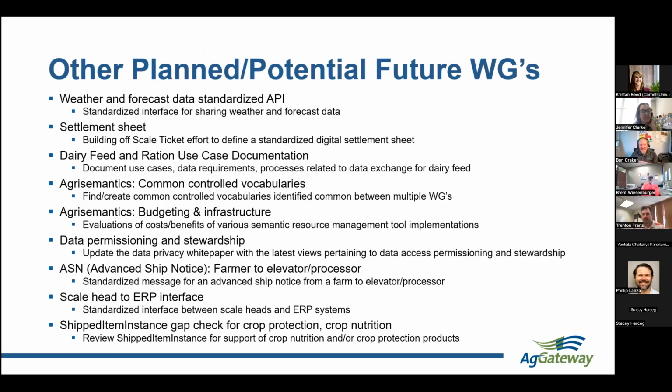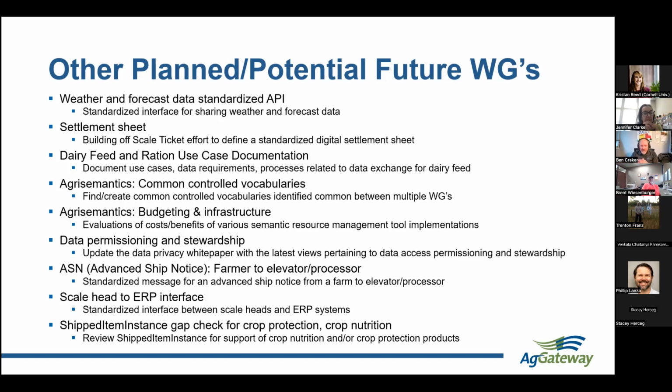So kind of on the what's next, just a little peek at things we're going to be kicking off fairly soon. We've got a weather and forecast data API. There are a lot of weather data providers out there, a lot of people consuming weather data. They're all different. So we're going to try to see if we can get to an agreed standard on at least, I think we're looking at like 6 different parameters to start with on exchanging that kind of data. Settlement sheet came out of the scale ticket work, because once you get a bunch of scale tickets, now I want to settle these things, because 3-4 scale tickets go into one grain contract. So I want to try to start working in that direction.